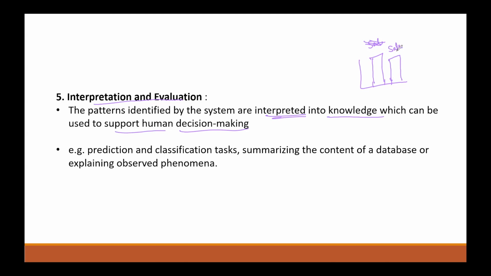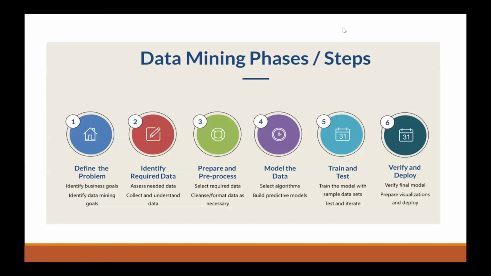I have retrieved a certain pattern from the data which I have collected. Now it is left to the organization what kind of decision they're going to make in order to make a better profit. Okay. So examples are prediction and classification tasks, summarization of the content of the database, or explaining observed phenomena. Now these are the different interpretation and evaluation tasks which we can use when it comes to data mining. Okay, so this is about your data mining.